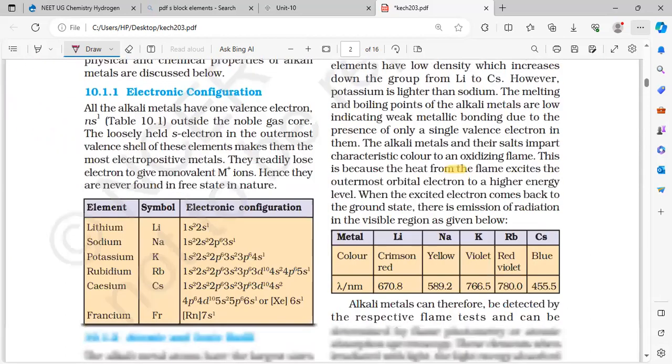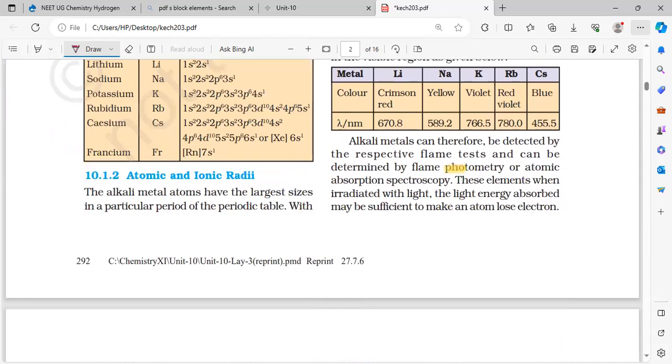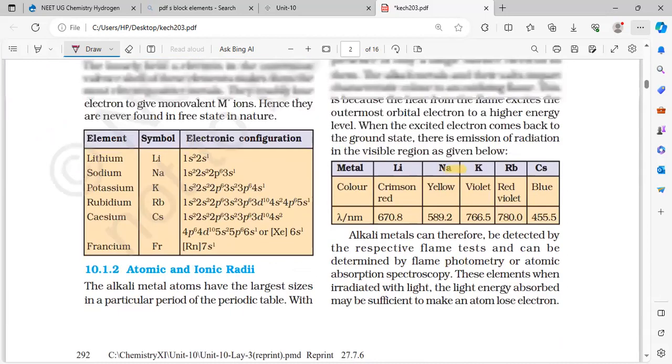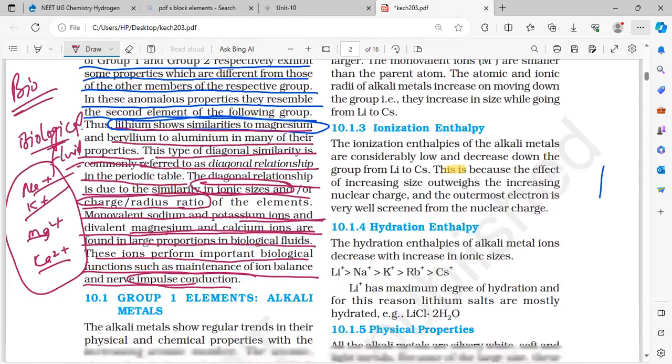Hello? Not audible. Sir, I said yes, sir. Sometimes this mic is turning off, so that is why I'm not able to hear. So what we will do here, the remaining general properties we are going to study in the next class. Okay, sir.